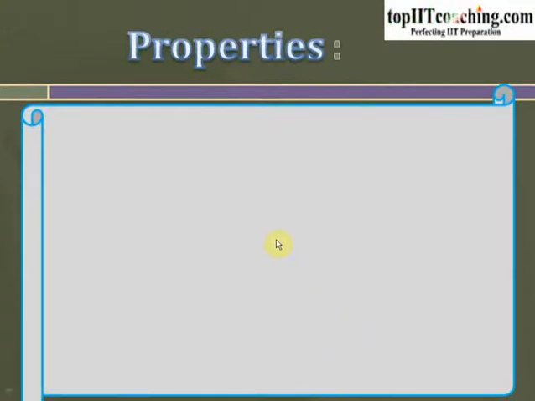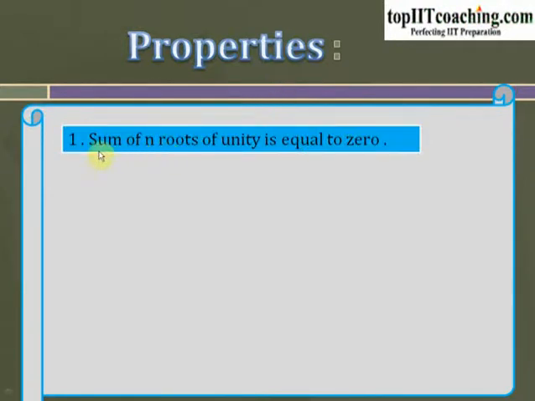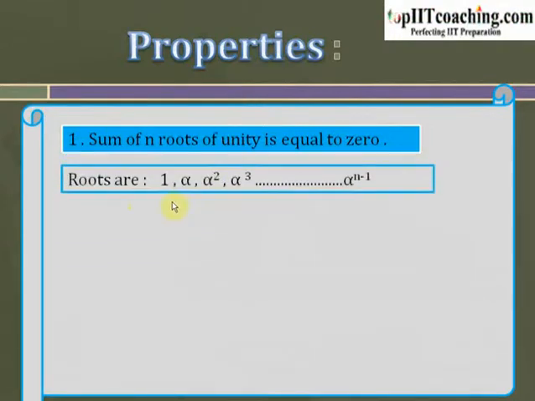Now let's see some of the important properties of these nth roots of unity. The first is sum of n roots of unity is equal to 0. That is, if we add all these n roots of unity, then the sum is equal to 0. How? Let's see. The roots are 1, alpha, alpha square, alpha cube and so on up to alpha to the power of n minus 1.